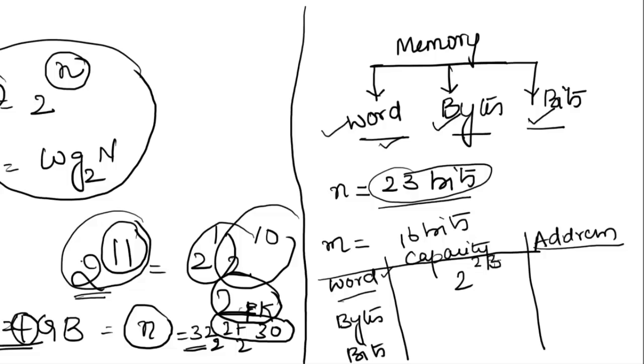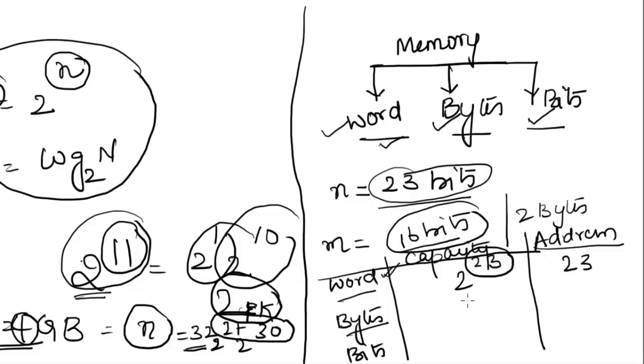So how many address bits are required? 23 bits are required. So I will just keep it as 23. Next, now I have finished in the form of words. Now next, coming to the bytes. Now see here, one word capacity is having how many bytes? 16 bits. 16 bits is nothing but 2 bytes.